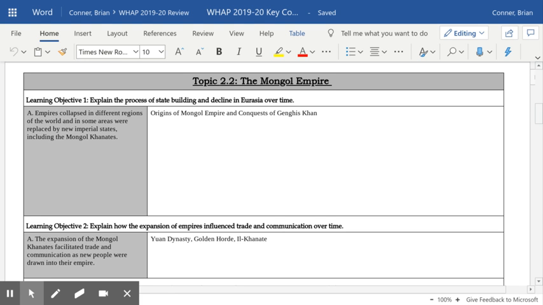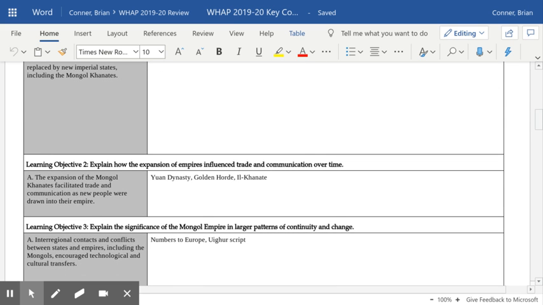So, although I do have under A the origins of the Mongol Empire and the conquest of Genghis Khan, you do need to know these to lead into the things that are on that chart. So, just a couple points on each, a couple of important things, and you should be good to go. The focus of this, however, is the characteristics of these three Mongol Khanates, which you see down here under Learning Objective 2: the Yuan Dynasty in China, the Golden Horde in Russia, and the Il Khanate in Persia.